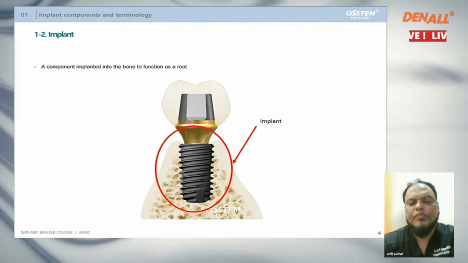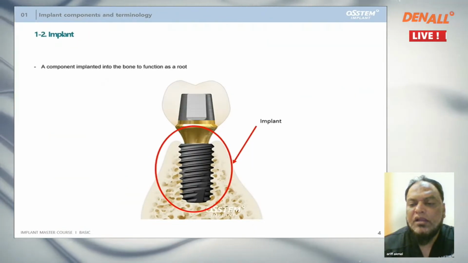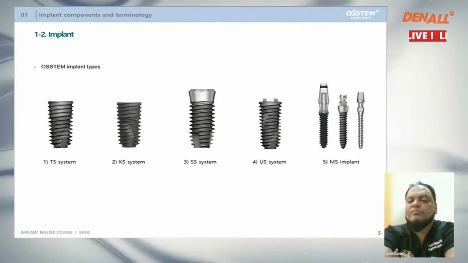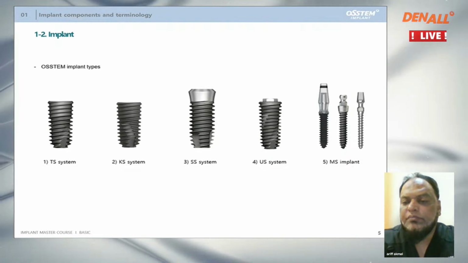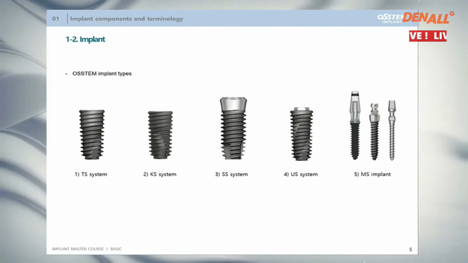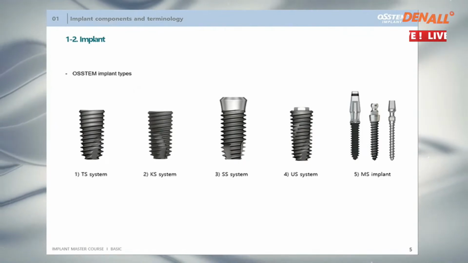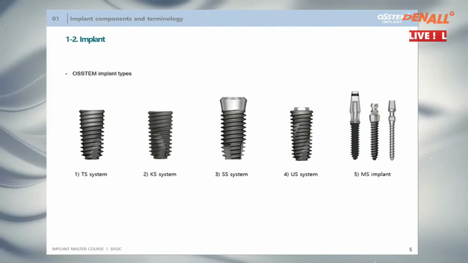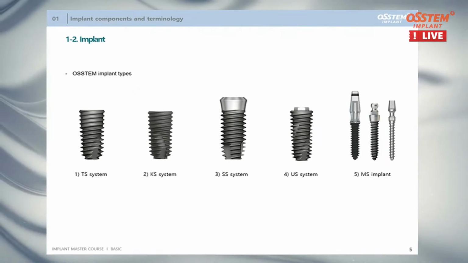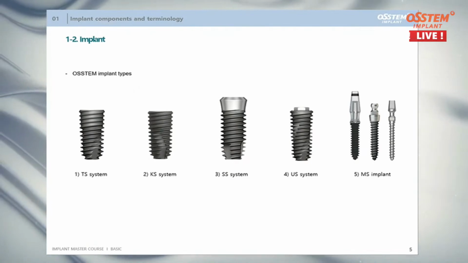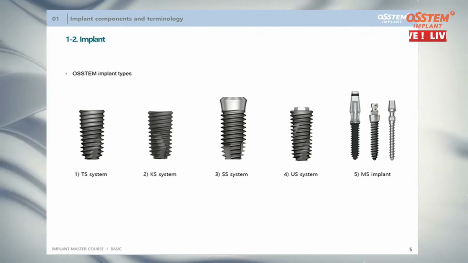So this is an implant. On top of it, there is an abutment. On top of it is the crown. So these are the various types of implant systems that are there in Osstem. Very good. The famous or most popular one is the TS system. Most doctors use this TS system, and some doctors use the KS system, SS system, and US system.